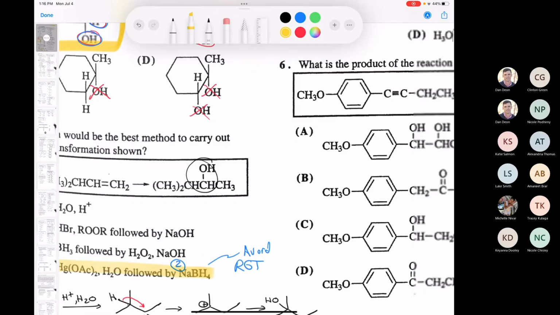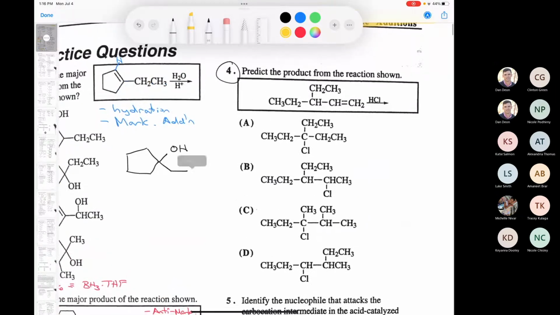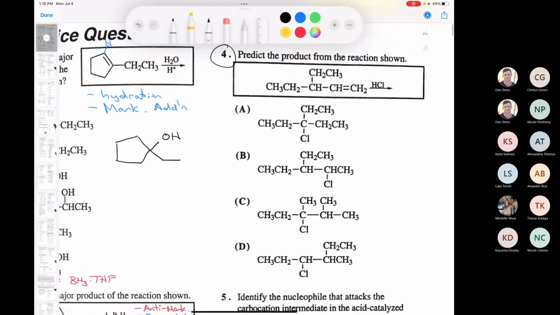Let's take a look at question number 4. Question number 4 asks us to predict the product from the reaction shown. We've got HCl, we've got the starting alkene. I don't have a lot of room here, so I'm going to erase this alcohol that we looked at before.